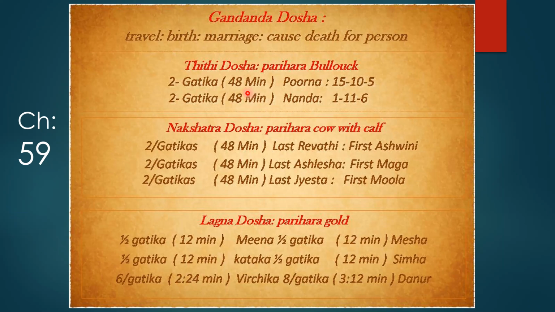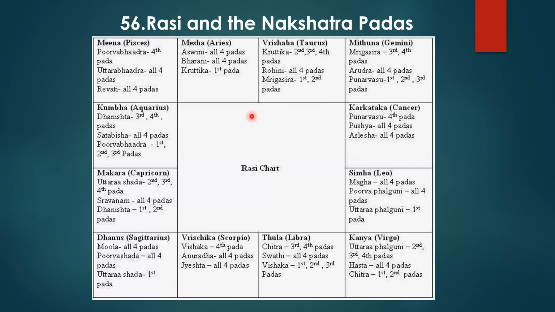Each and every sign, like Cancer. One Ghatika is 48 minutes. We know that is one Muhurta. So we divide 48 by 2, which is 24 and 24. So 24 minutes here, 24 minutes here. If someone is born in the last degree of this Karkataka Rashi, or in the beginning of the Simha Rasi within 24 minutes, then they will have this effect.